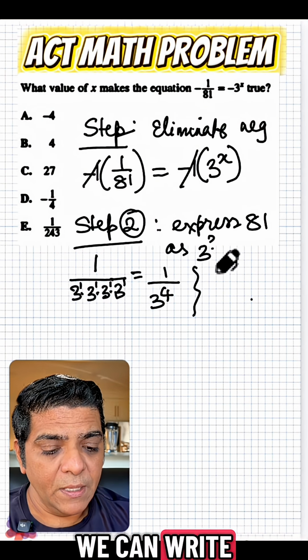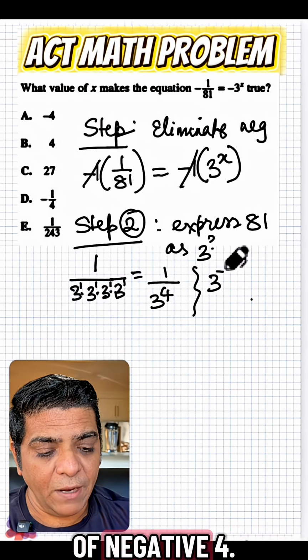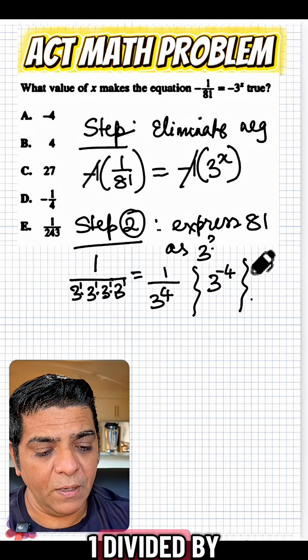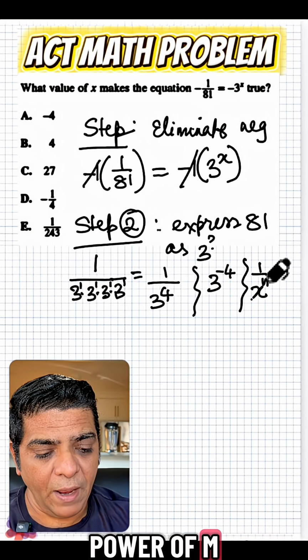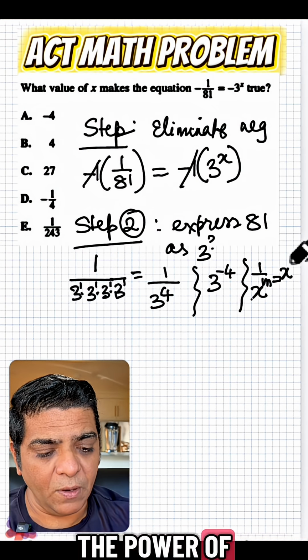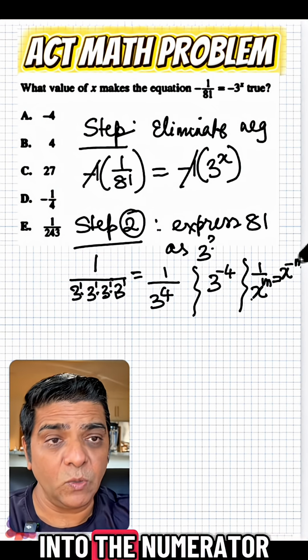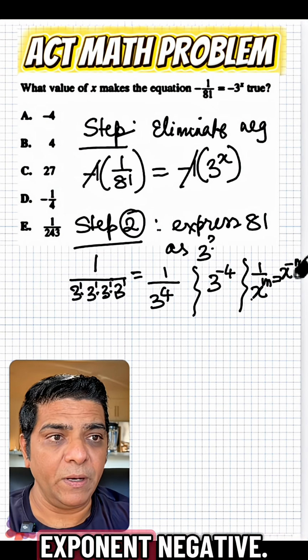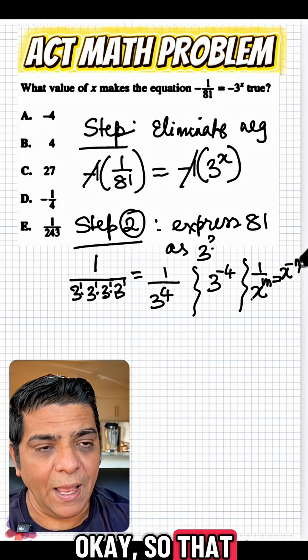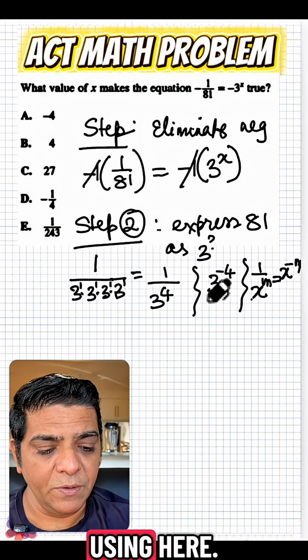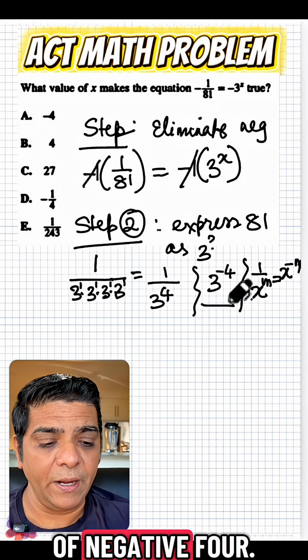We can write this as 3 to the power of negative 4. Why is that? Because remember, 1 divided by x to the power of m can be written as x to the power of negative m by taking that into the numerator and making the exponent negative. Okay, so that is one of the rules of exponents we are using here, and we wrote this as 3 to the power of negative 4.